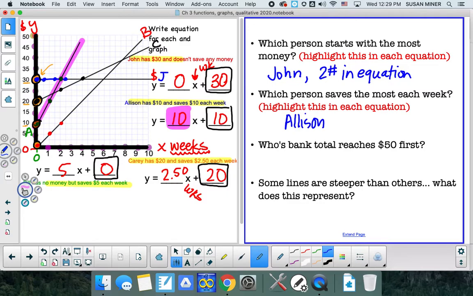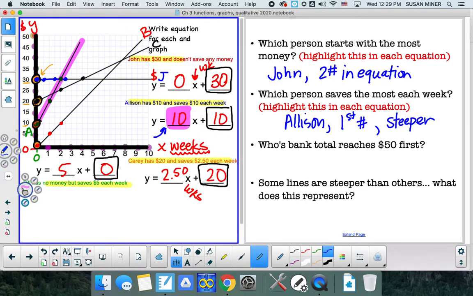How can I tell in the equation? First number. And how can I tell from the graph? Because it's steeper than the other graphs. It's going up. It's increasing faster than the other graphs were. The first number in my equation tells me how fast or how slow something is increasing.